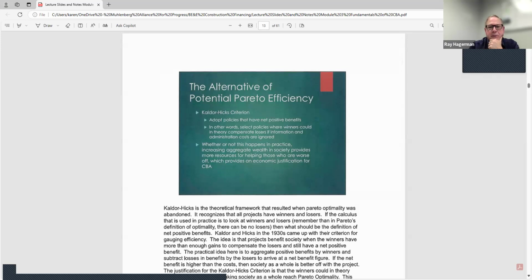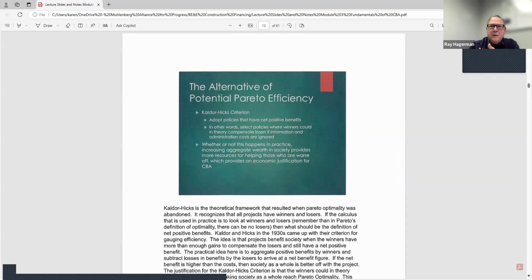Alternatives to Pareto efficiencies. There's another criterion called Kaldor-Hicks. The best way to describe this is: create a policy that creates net positive benefits. Yes, there will be winners in a particular policy, but you need to try to make some sort of compensation available to the losers in said project.